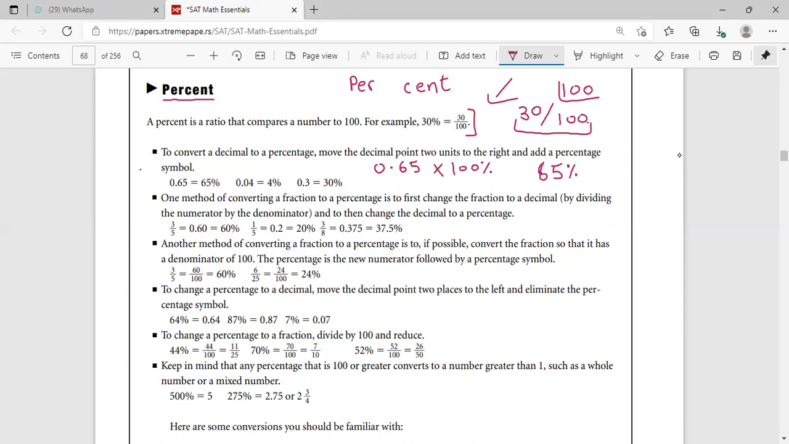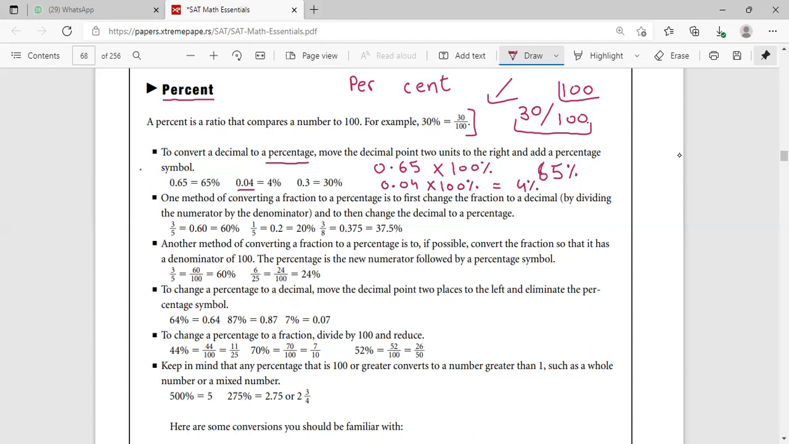This definition that you'll be moving the decimal point 2 units to the right is basically this. Whenever you have a decimal number, like 0.04, and you want to convert it to a percentage, you simply have to multiply it with 100% and you will get 4%. Okay, is it clear?